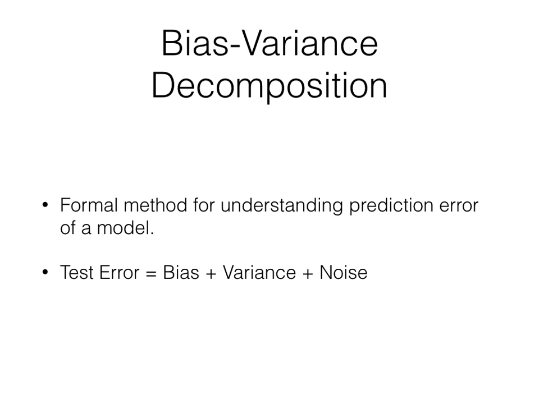Next, we're going to look at this thing called the bias-variance decomposition. This is a formal method for understanding prediction error of a model. What it says is that the test error, the error that we find in our test set for a data point, can be divided into 3 components: the bias, the variance, and the noise.